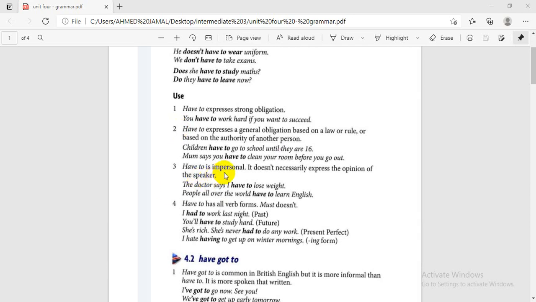Number 3: have to, impersonal. It doesn't necessarily express the opinion of the speaker. يجب أن يكون انتحال للشخصية، ولا تعبر عن رأي المتكلم. The doctor says I have to lose weight. People all over the world have to learn English. مثلا الناس أو الأشخاص في جميع أنحاء العالم يجب أن يتعلموا الإنجليزية.